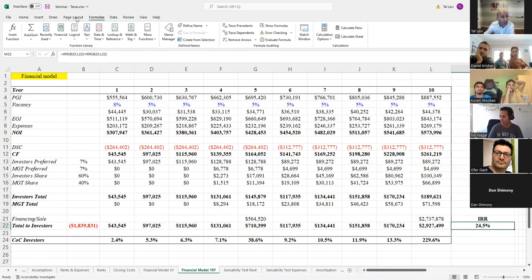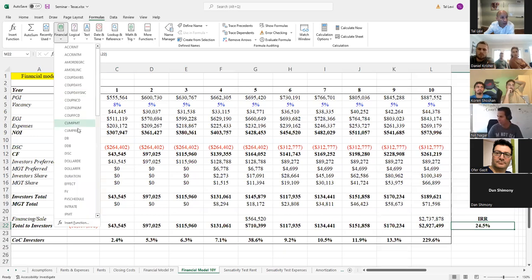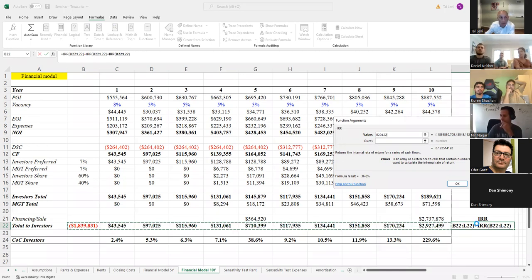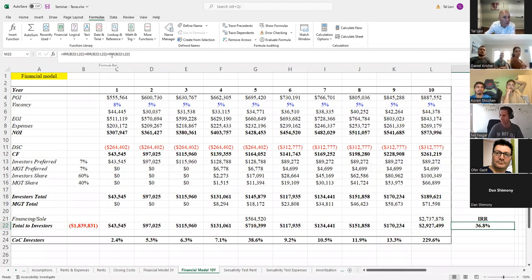I don't know why it gave us such a high number, but it shouldn't be so high unless I'm making an even bigger mistake. IRR. Ah, because it's added one to the other. I'm sorry, I apologize. I'm going to do it even better now.